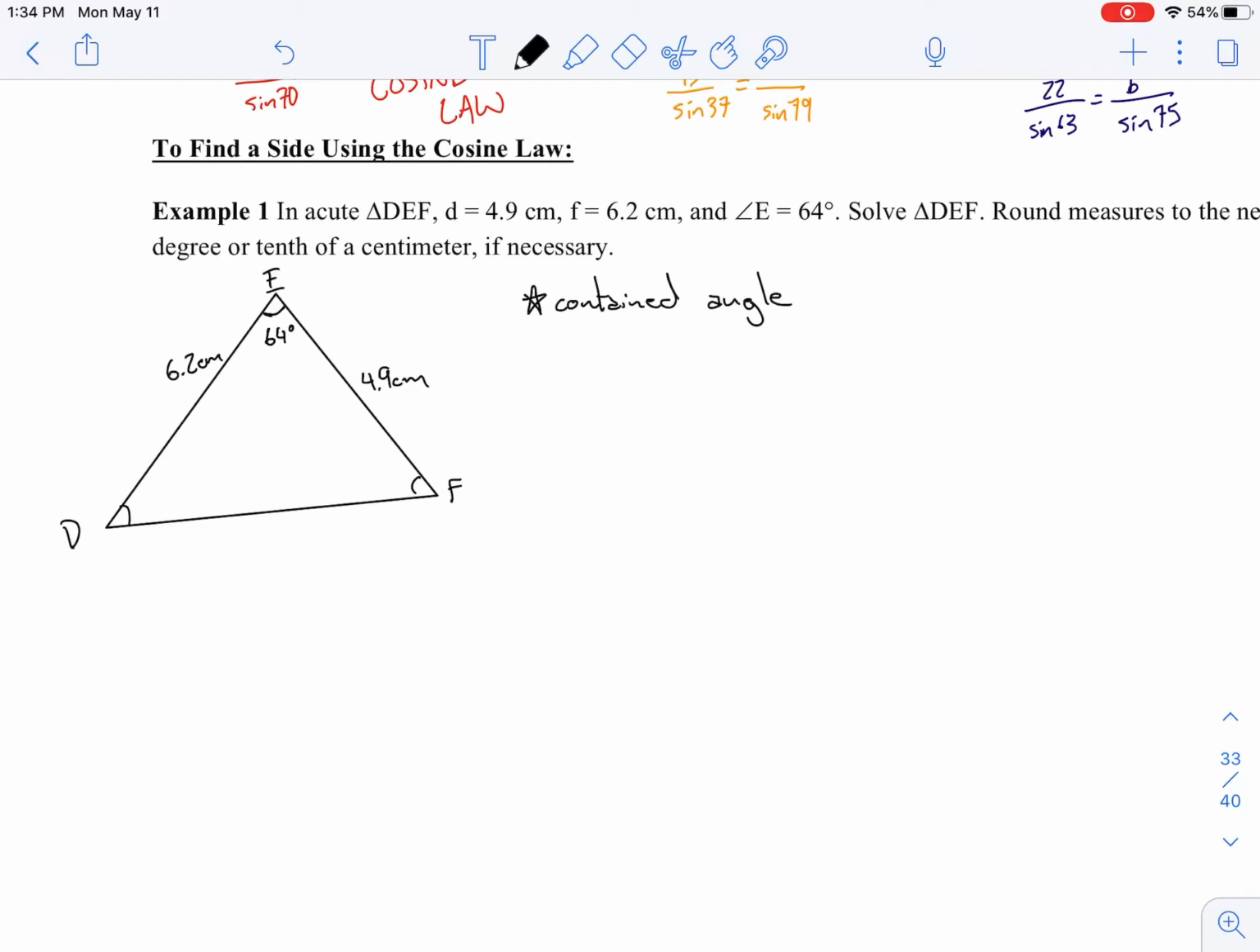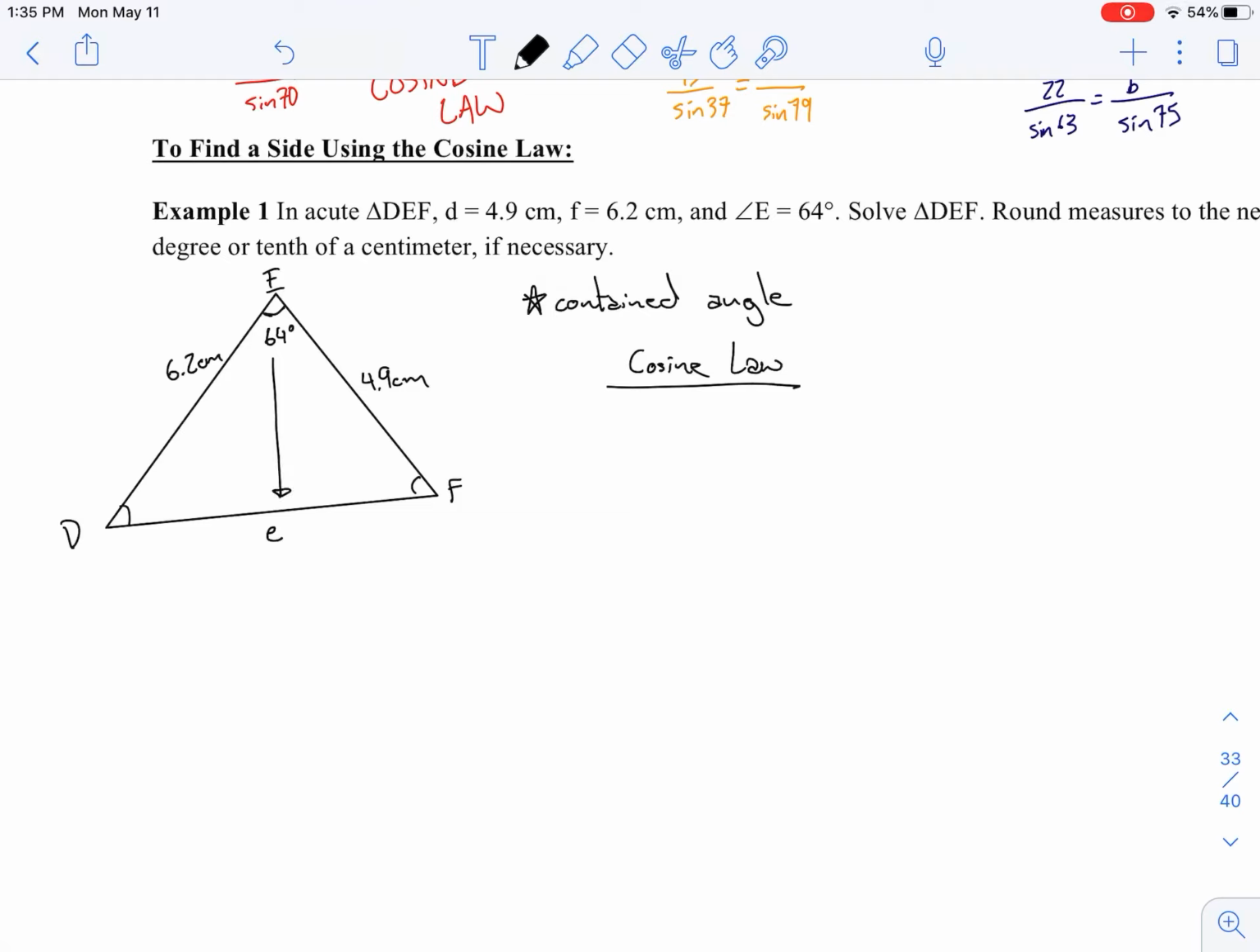And as soon as you see a contained angle, we have to use cosine law. We cannot use sine law because there's no complete ratio. If you try to set up one of your complete ratios of sine law, you won't be able to do it. So let's try cosine law here for the first time. So I'm going to set this up as E is my known angle. I'm going to set this up to solve for the opposite side of my known angle.